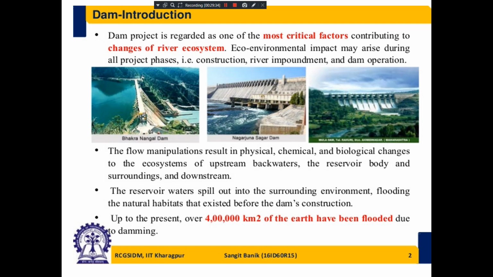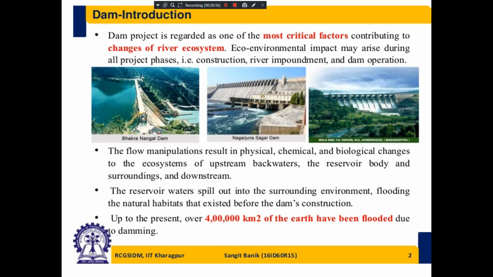When the dam is constructed, the flow manipulation results in chemical, physical, and biological changes of the ecosystem, both upstream and in the backwaters. To give one small example, which will help you understand better, probably you know the Sharavati River. A new dam was built a few years back, and in Kali also, the Supa dam was built, and for Kali in Kadra another dam was built. As a result, there is no free flow.